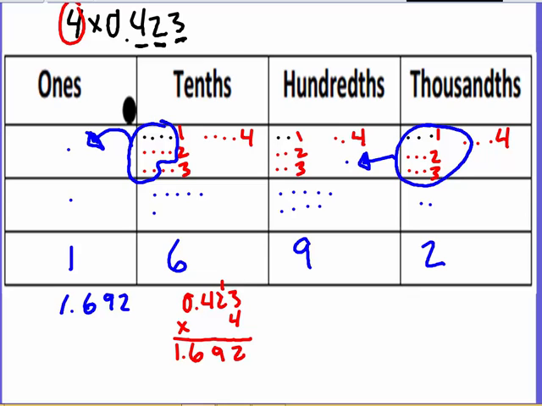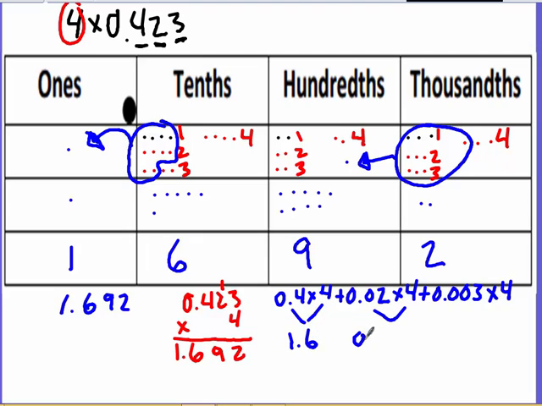Now let's try using our partial product strategy and see if that works as well. That would be 4 tenths times 4 plus 2 hundredths times 4 plus 3 thousandths times 4. This is going to be 1.6. This will be 8 hundredths, and this is going to be 12 hundredths.